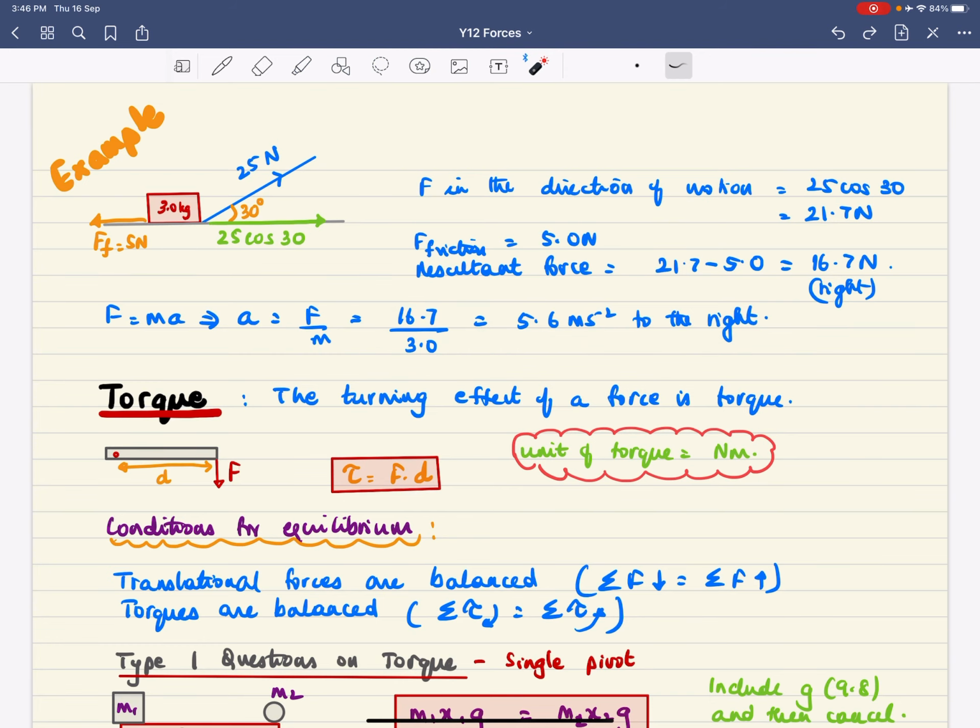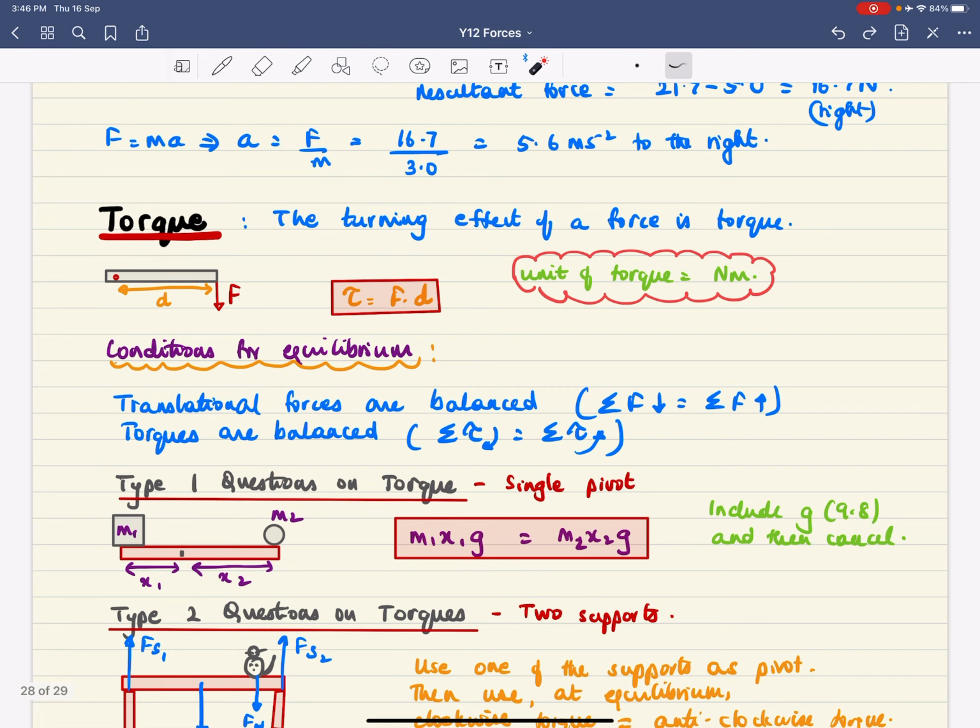The next part of forces has to do with torque, which is the turning effect of a force. And this torque is either clockwise or anti-clockwise. So this torque over here, if there's something here and you're pulling it down, torque is always circular, okay, whereas force is linear.